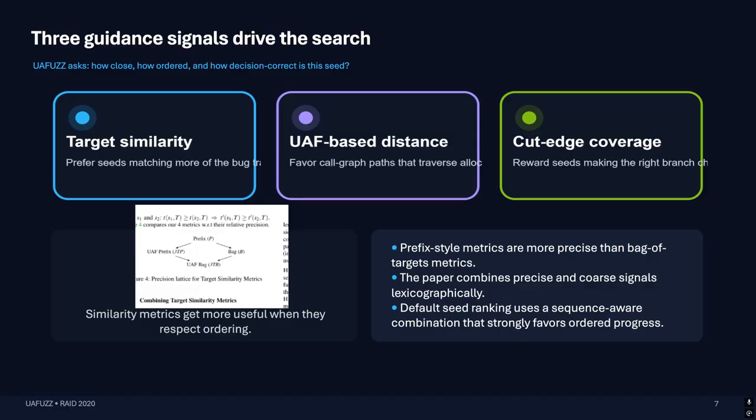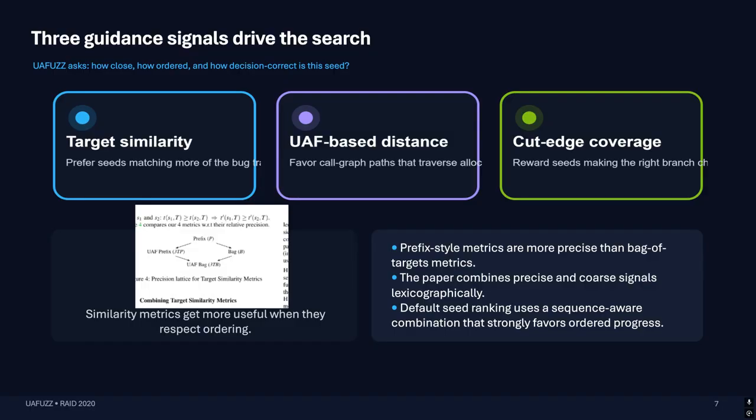The first one, target similarity, is about asking how much of the desired trace the current execution matches, and whether it matches it in the correct order. That order part is really important. If an input hits some relevant code but not in the right sequence, it's a lot less likely and less useful to line up with the original bug.